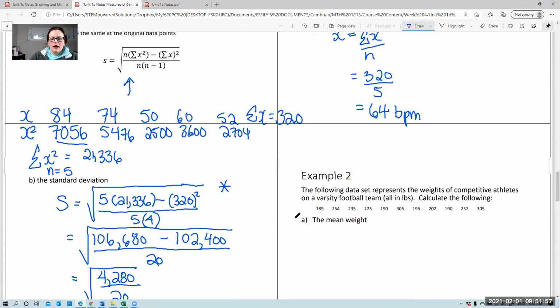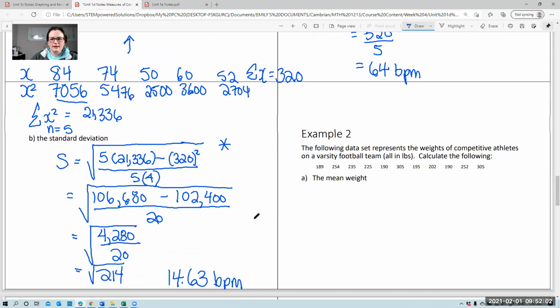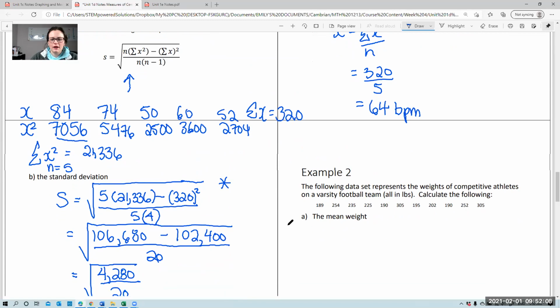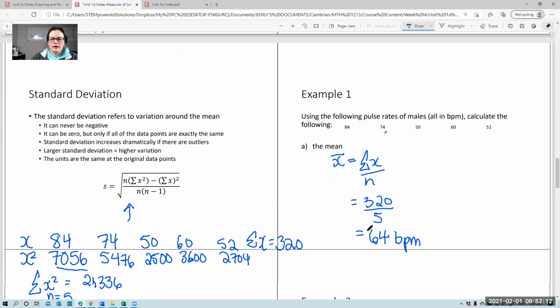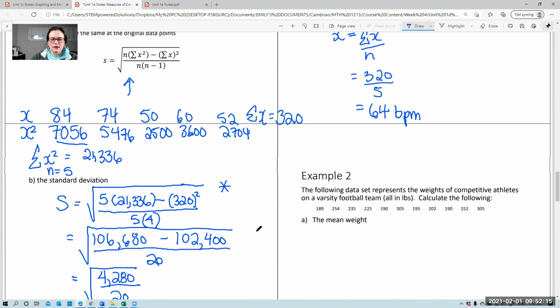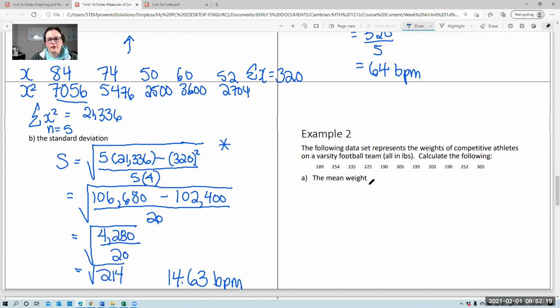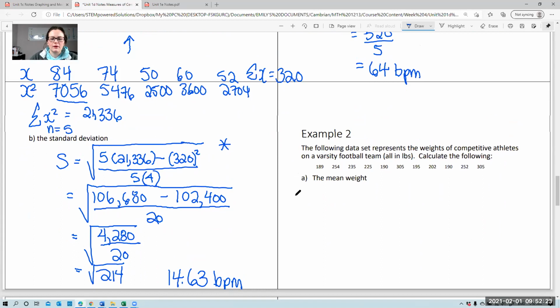Now, something you might want to ask yourself is, does this answer make sense? On the order of magnitude of the question, the mean is 64. The standard deviation shouldn't be higher than the mean. It's a fraction of the mean, so we're on the right order of magnitude. If I got something like 100, it would probably be too much, and I would have made some sort of computational mistake.